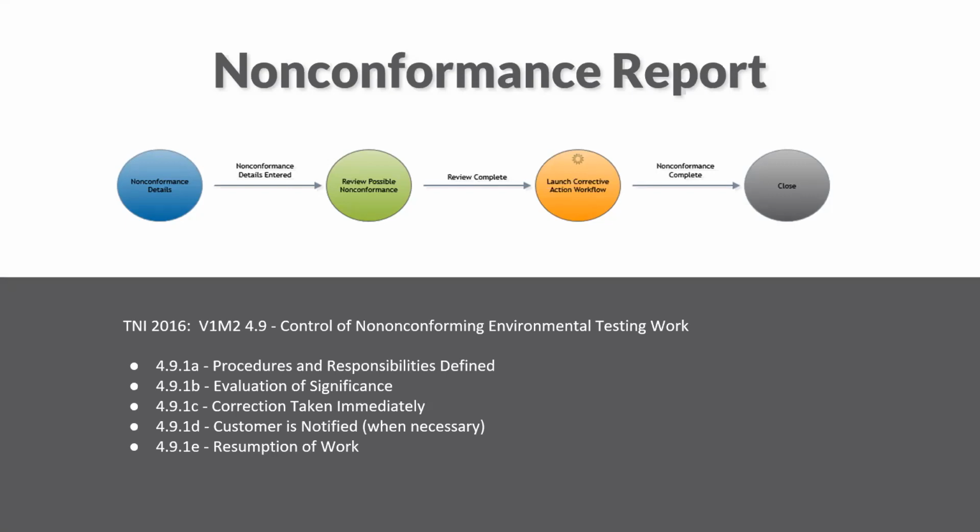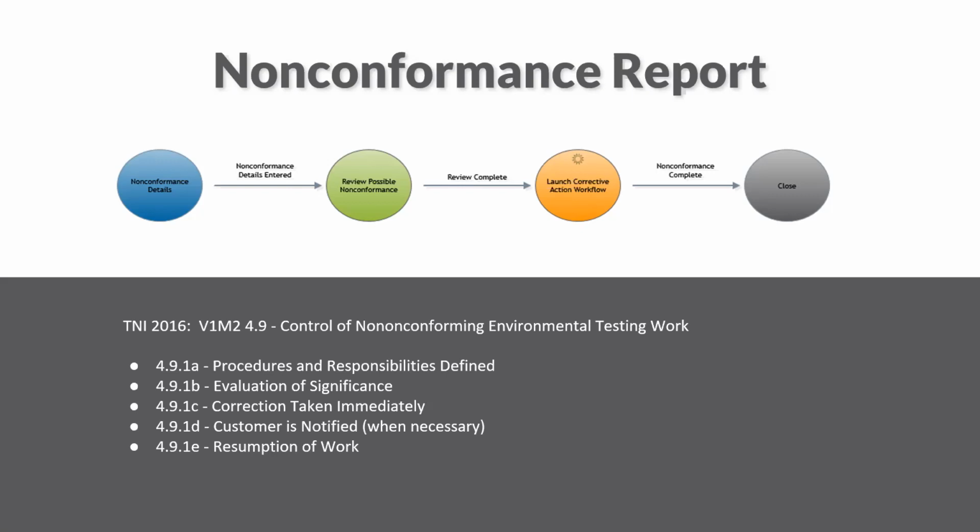But A, B, C, D, and E, you've got some sub requirements within that overall non-conforming environmental testing work section, right? Where we've got procedures and responsibilities defined, right? That's something that you guys do, not something the workflow is going to handle for you, right? You're still going to have to tell them what you're going to do and how you're going to do it. Where we take a lot of that burden off is automating the capturing of it, right? So the evaluation of significance, we can do that within the workflow. How we take corrective action, how we notify customers, how we resume work. That's all stuff that is controlled within our workflow itself. So we give you the framework, you then capture it as part of that.